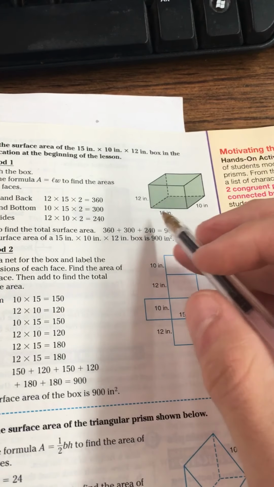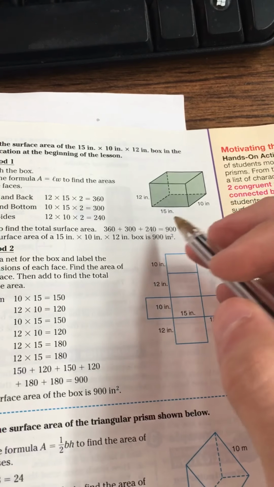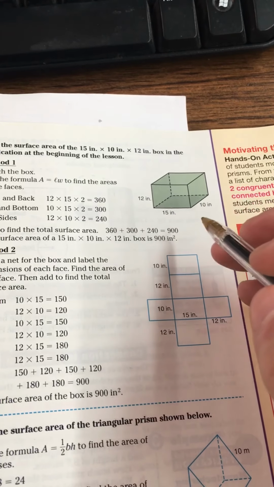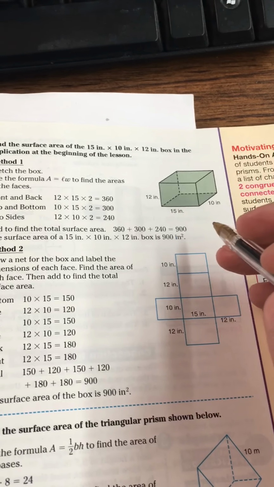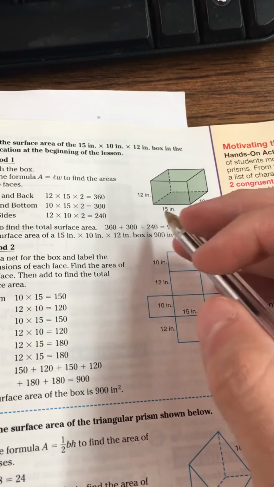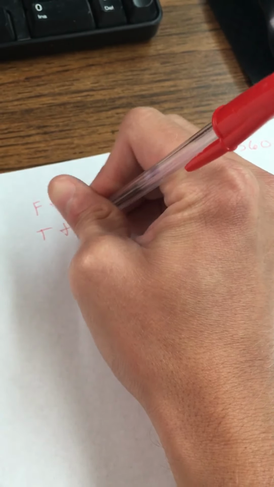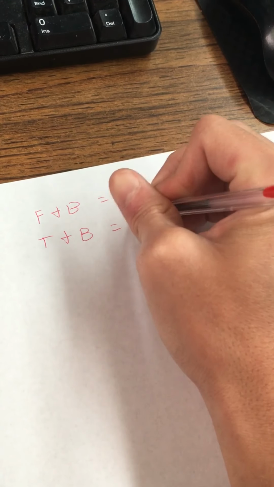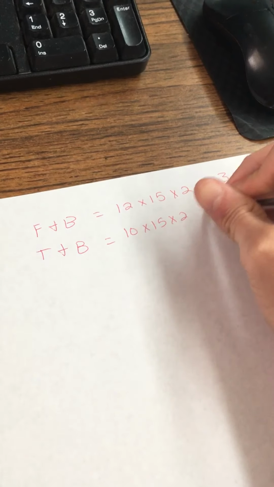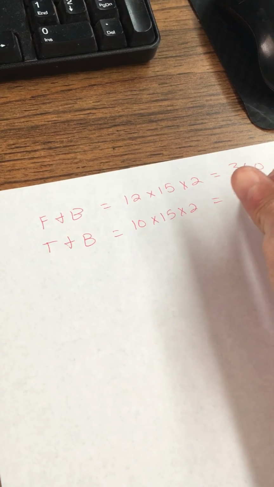The bottom, if you can see it, we don't have any measurements up here. We have measurements down here, which is 15 by 10. It's 10 inches long, 15 inches wide. So we're going to do the same thing. Top and bottom, we got 10 times 15 times 2. And we do 2 because we're doing the top and the bottom. That's 300.